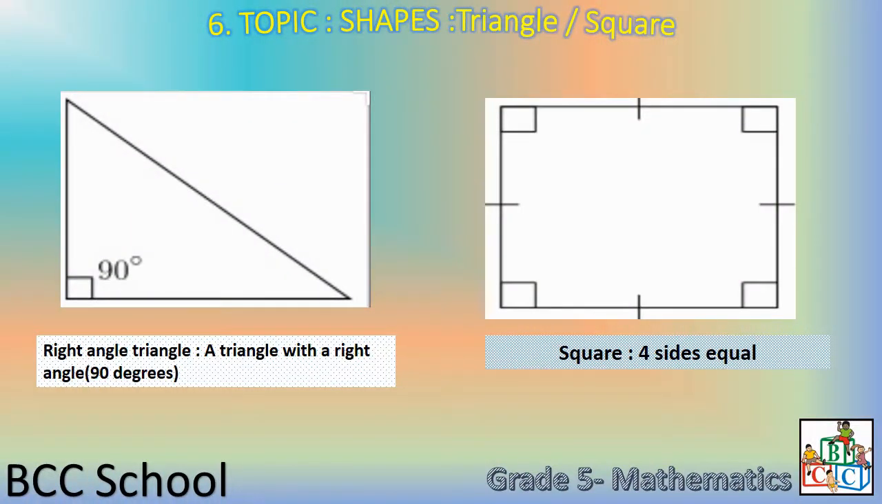Topic 6. Shapes. Triangle and square. The first picture is a right angle triangle. A triangle with a right angle, where we have 90 degrees. And the second picture is a square, 4 sides equal.